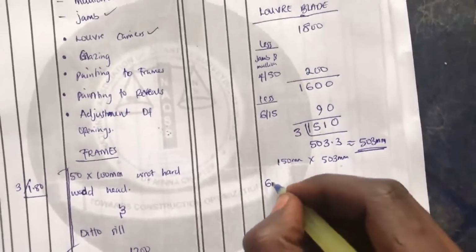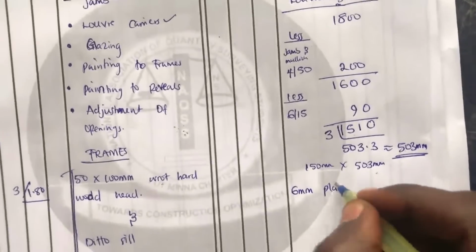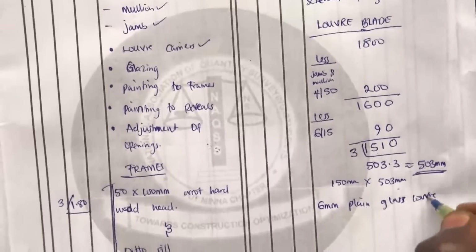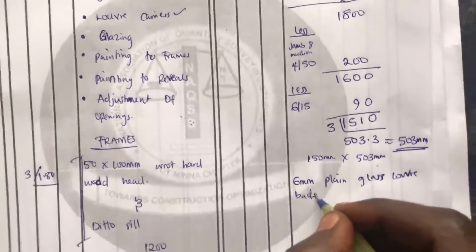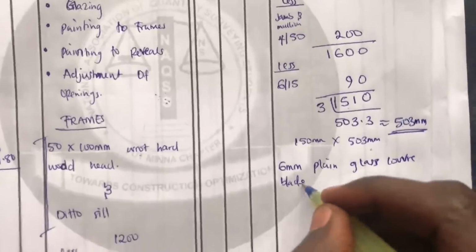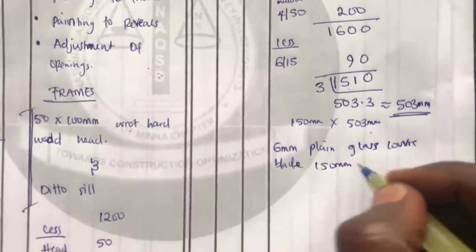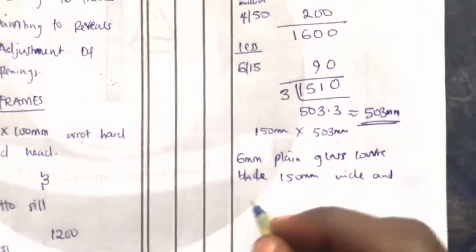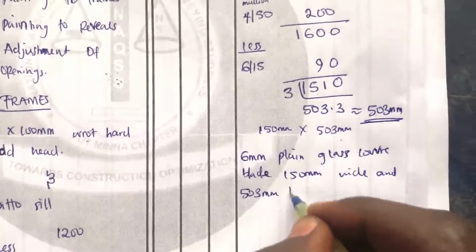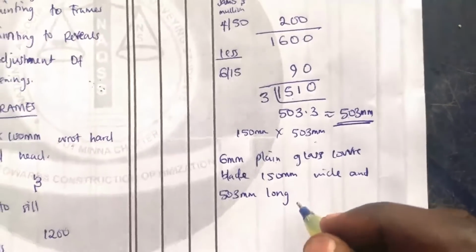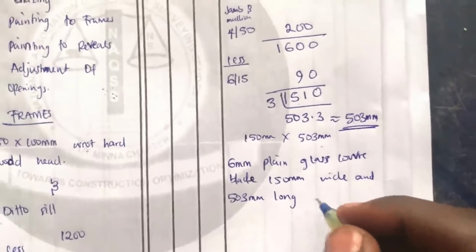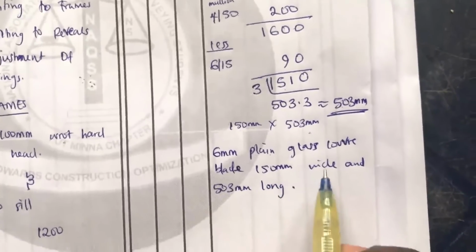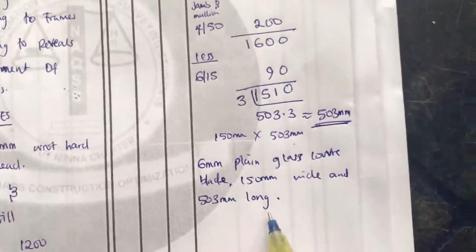I can now start by saying 6 mm plain glass. This is a louver blade, so I should indicate it. Plain glass louver blade, which is 150 mm wide and 503 mm long. And then if you wish, you can continue. So I can say polished at the edge also. I can stop it here. So I've explained 6 mm plain glass louver blade, 150 mm wide and 503 mm long.